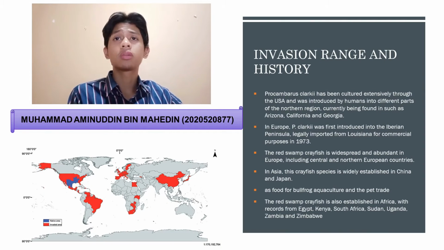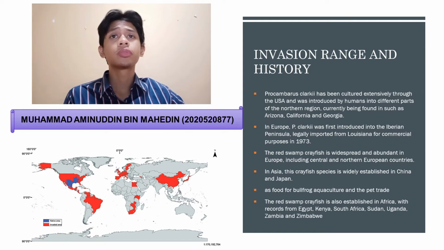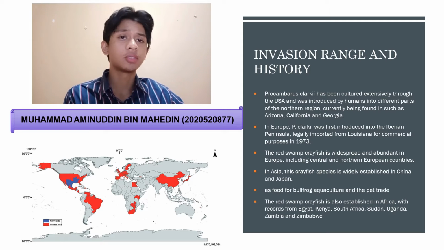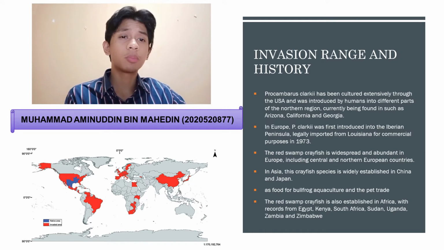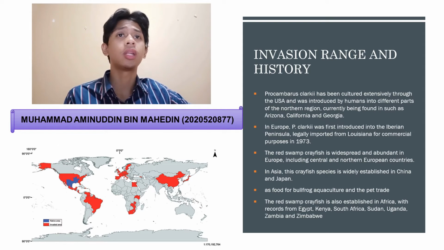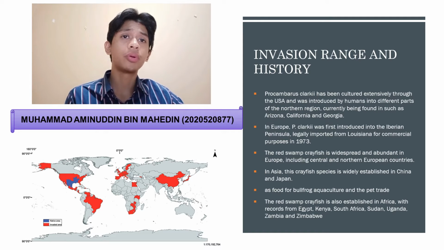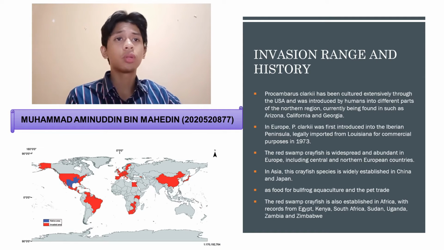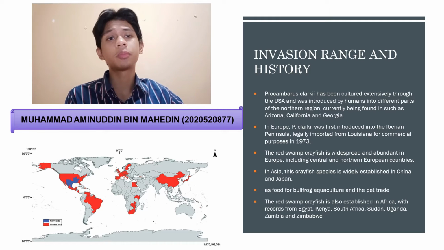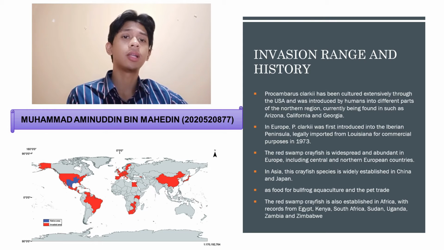Alright, lastly I will talk about the invasion rate and history of this species. The red swamp crayfish are being cultured extensively throughout the USA and were introduced by humans into different parts of the country such as Arizona, California and Georgia. While in Europe, this species was introduced into the Iberian Peninsula, illegally imported from Louisiana for commercial purposes, and this was a success, spreading throughout Portugal, Spain, France and Italy.